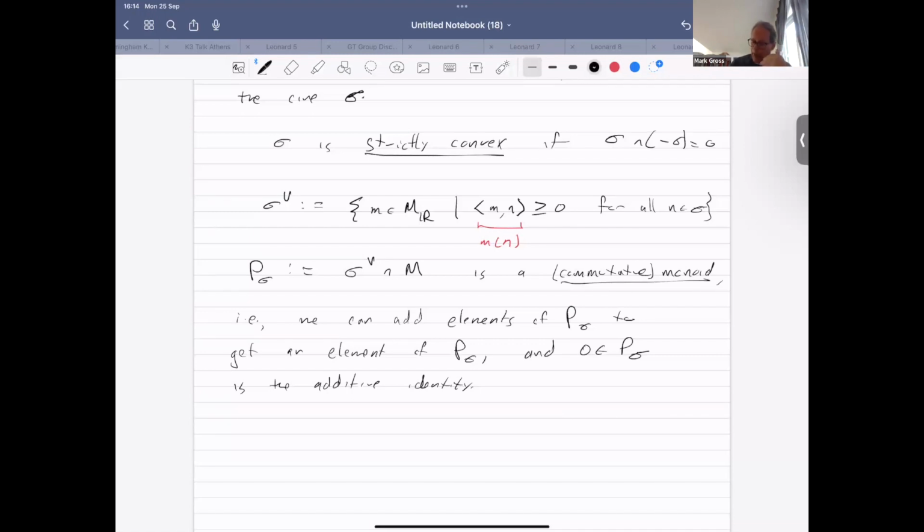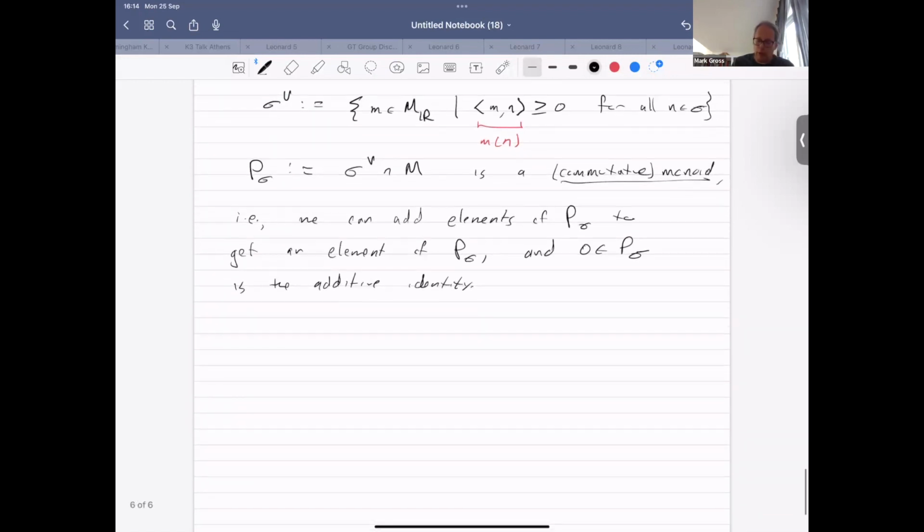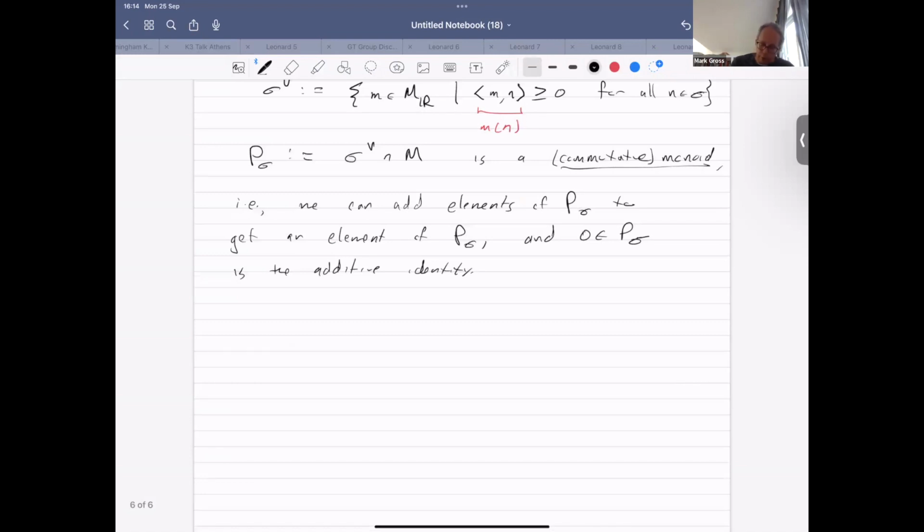Also, I'm not going to repeat the word commutative, but it's obviously commutative because addition in M is commutative. So monoids are going to play a crucial role as these lectures go on, and they'll always be commutative. Okay, so let's do a few quick examples.